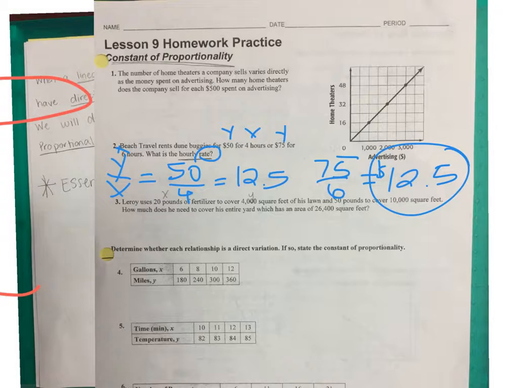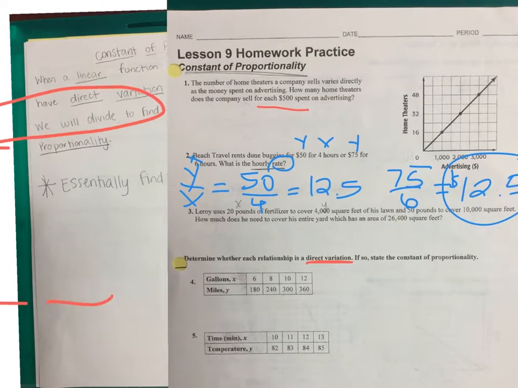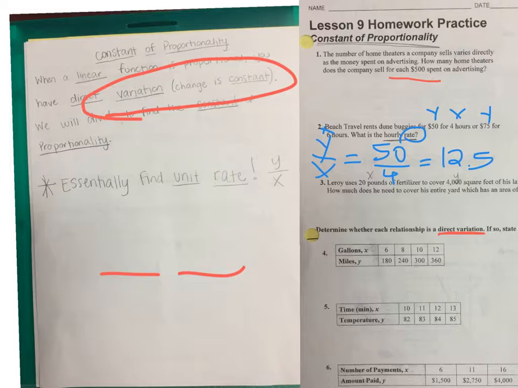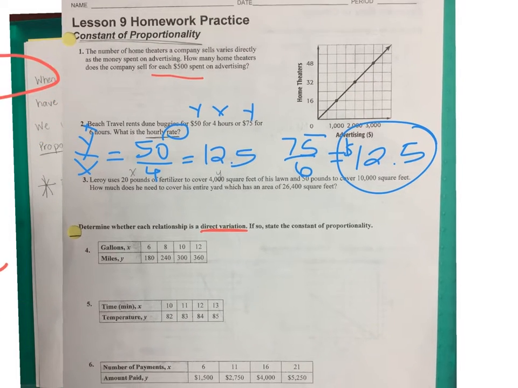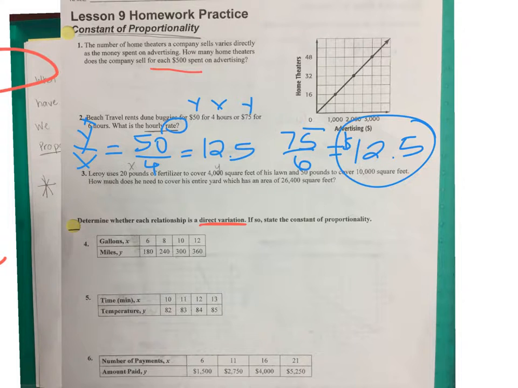These kinds of problems work as well. So determine whether each relationship is a direct variation. Whenever I see that, I know, looking at my notes, that in a direct variation, the change is constant, right? So going back to number 4, here we go. Let's see if the change is constant. What we will do is find the unit rate per point, or per data, that we are given. If the change is constant, then it is a direct variation. And if not, then it isn't. It is no direct variation. That means they're not related in any way.